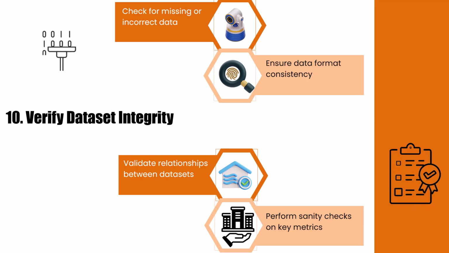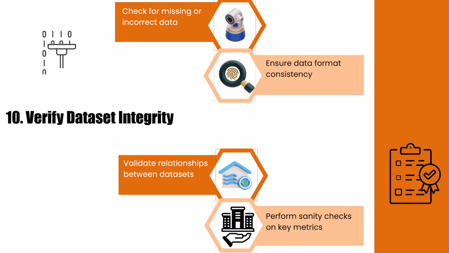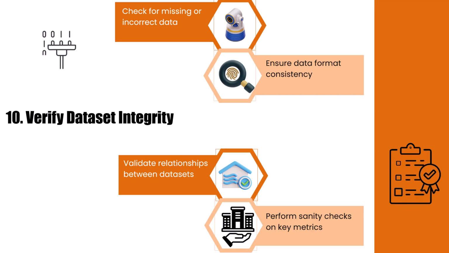Let's talk about dataset integrity, basically making sure our data isn't lying to us. First, we check for any missing or messed up values. Then we ensure the format is consistent so our data doesn't cause chaos later. Relationships between datasets need to make sense, like a well-balanced friendship. And lastly, sanity checks. We don't want unexpected surprises when analyzing our data.